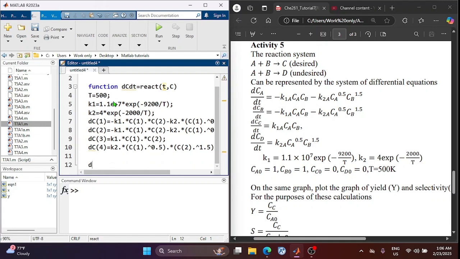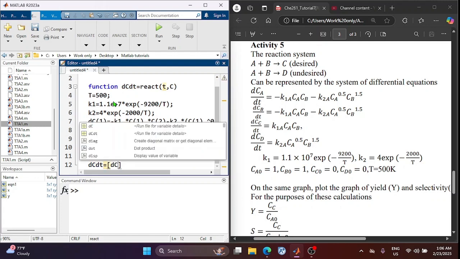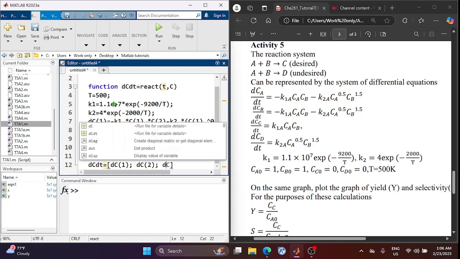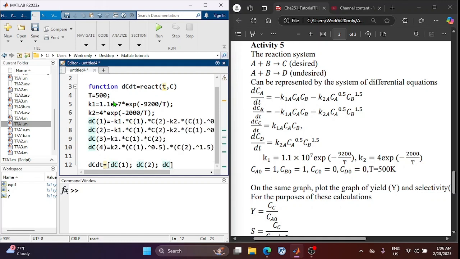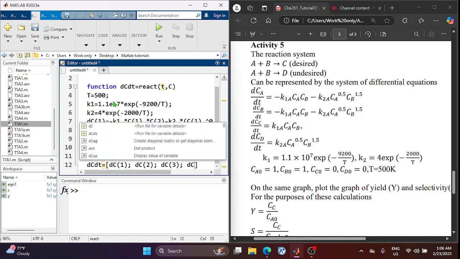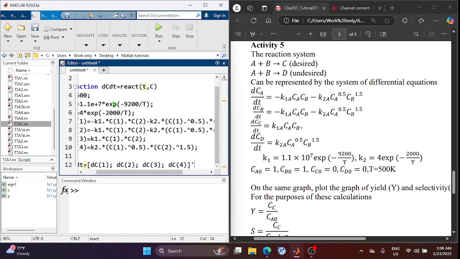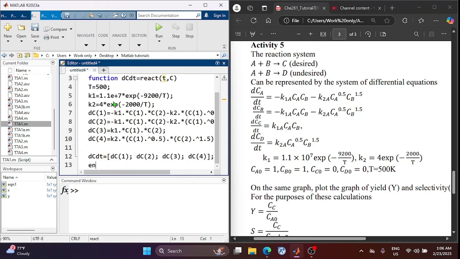Now we want to get the expression for dcdt. That's going to be equal to my dc1, my dc2, my dc3, and then my dc4. So it's going to be equal to a vector containing all the equations we just derived. Then I can type end. Now I've ended the function.